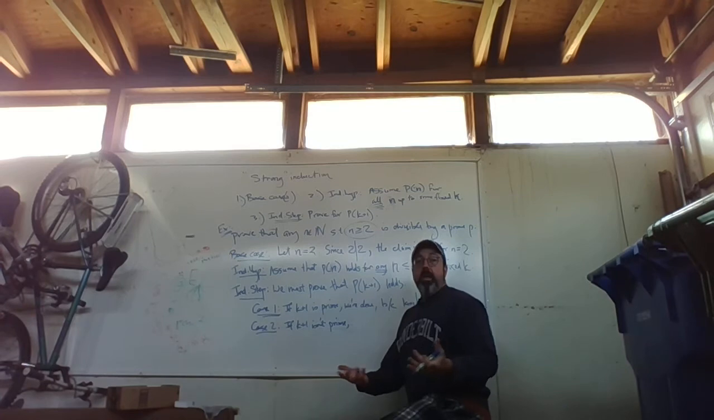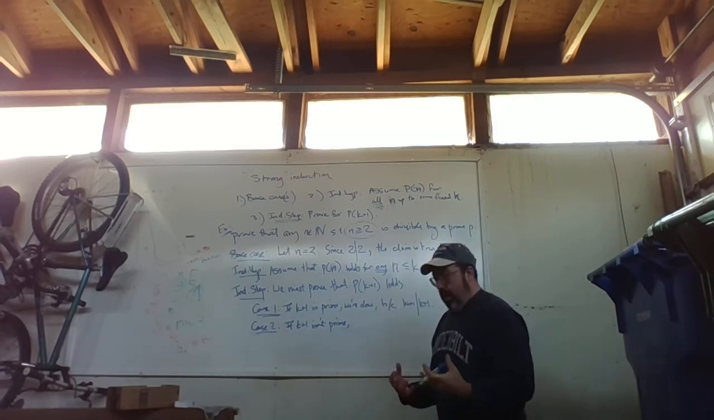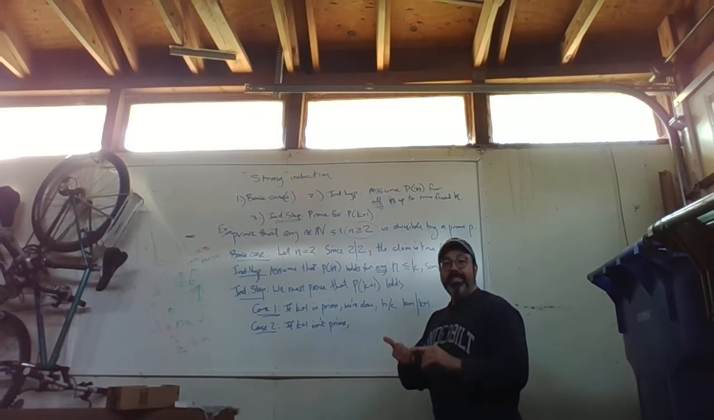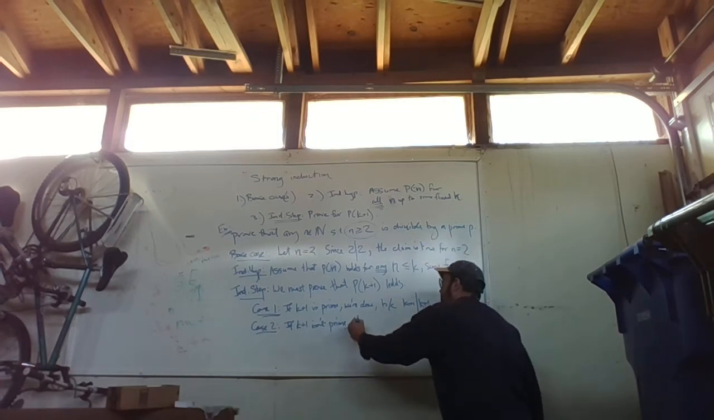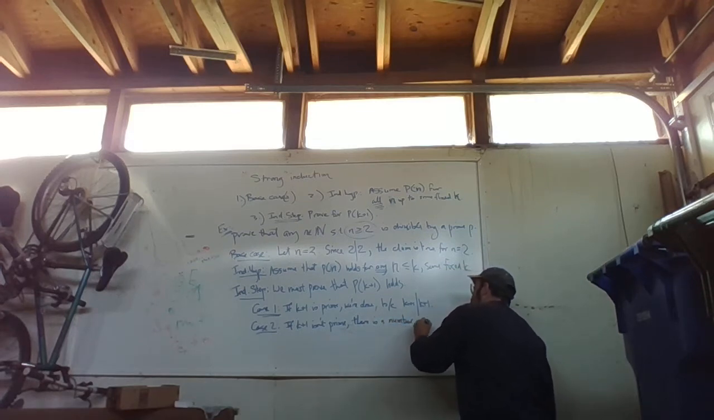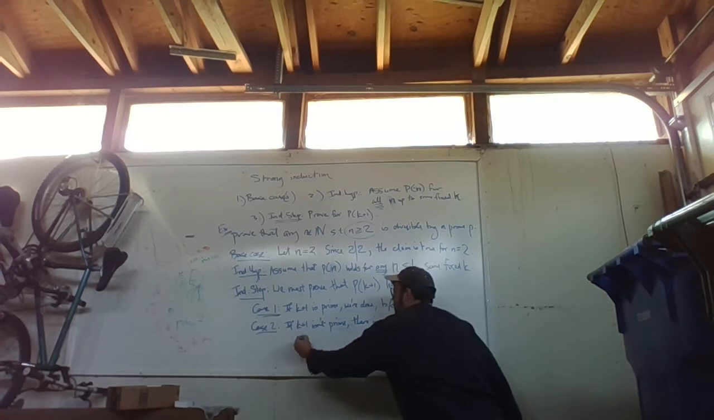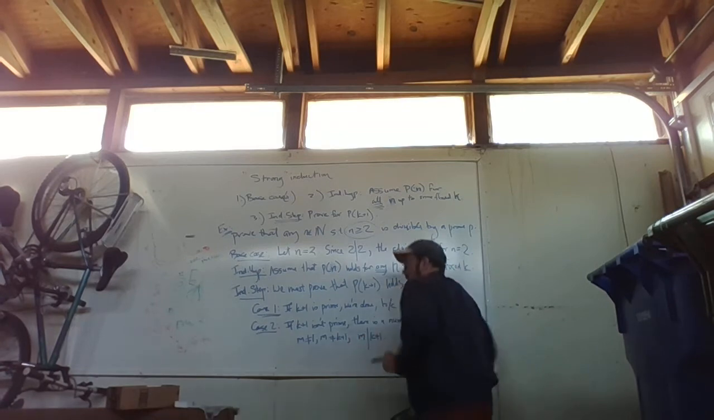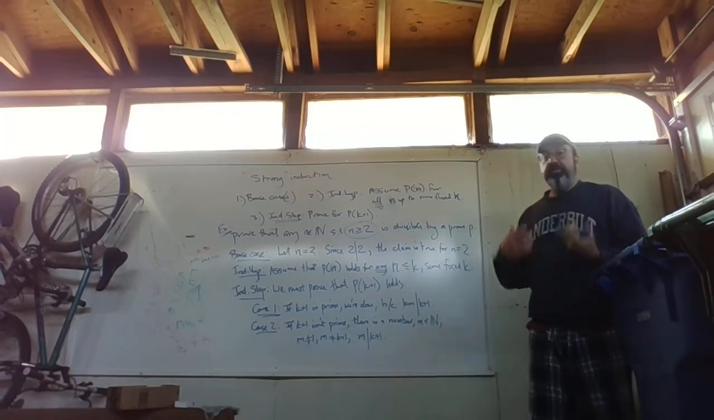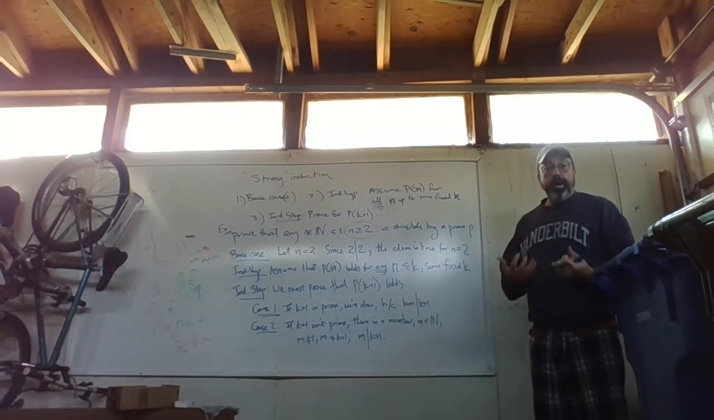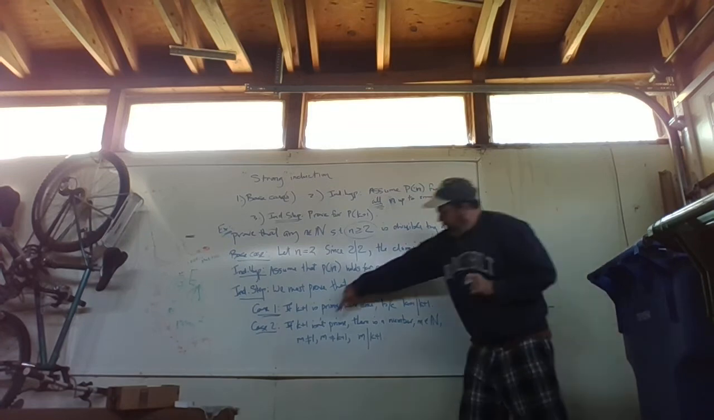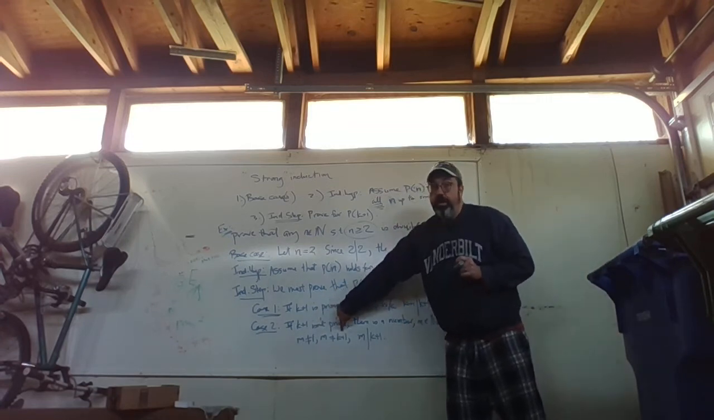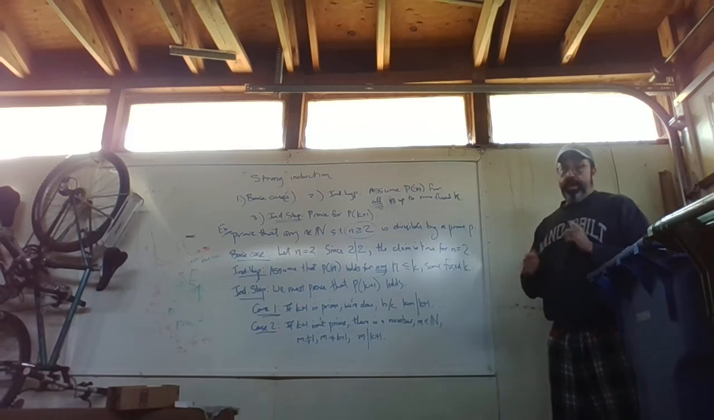If it's not prime, that means it must be divisible by something other than itself and 1. There is a number, let's call it m, some natural number, where m does not equal 1, m does not equal k plus 1, but m divides k plus 1. That's what it means to not be prime. There's some number that divides it other than 1 and itself. Now, if it's not equal to 1, and it's not equal to k plus 1, it must lie in between 1 and k plus 1.